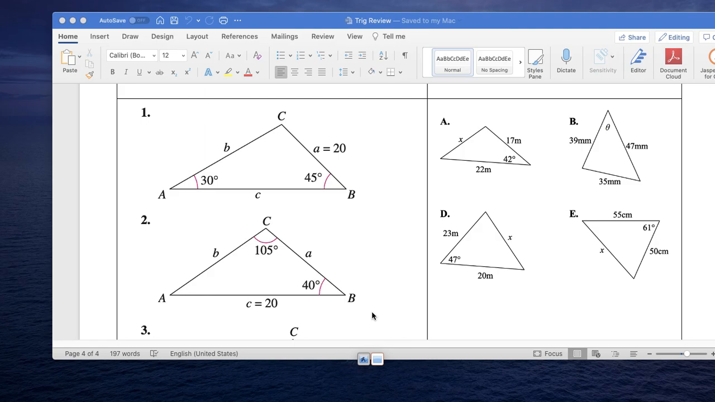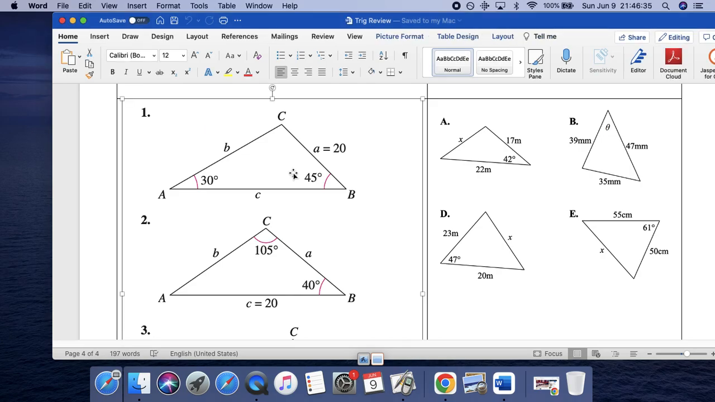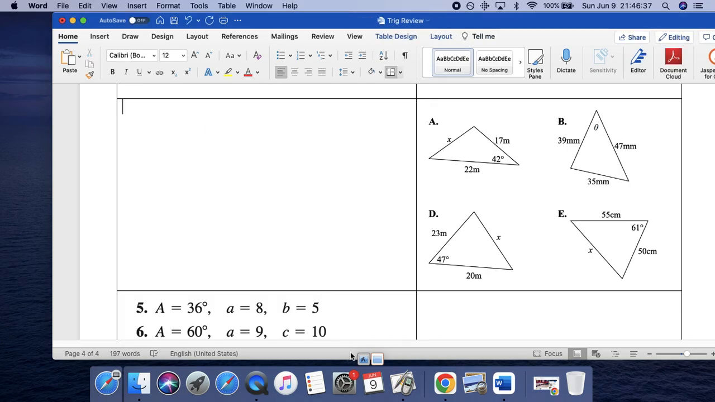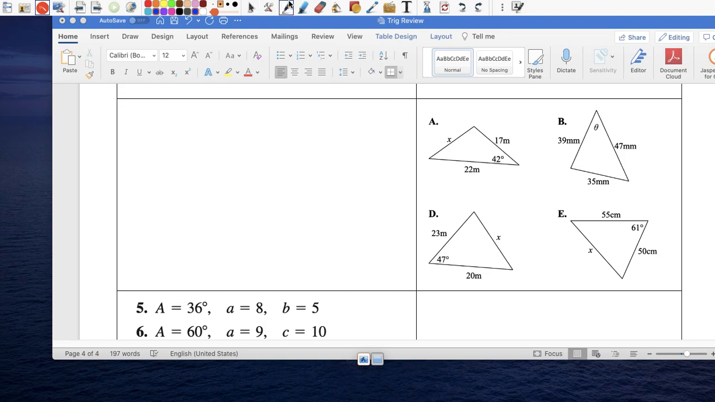The law of cosines. Let's do number... Let me take this guy out. Actually, I can do this. And it's the letter A. So this is the one I'm doing.